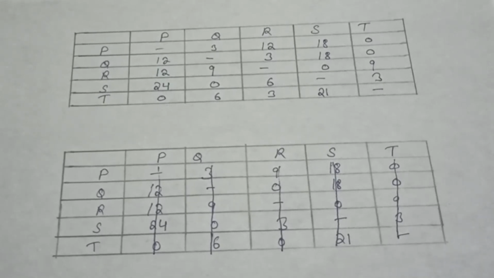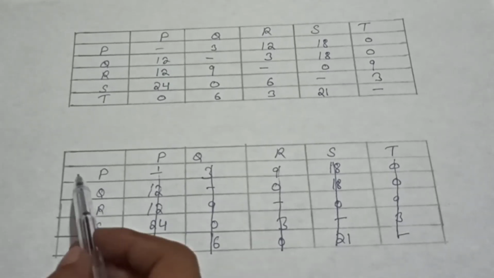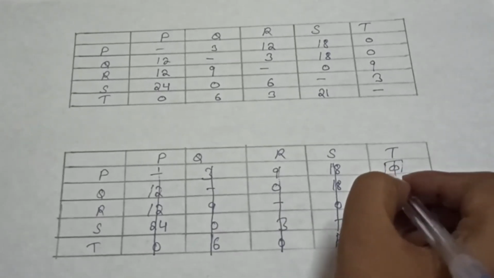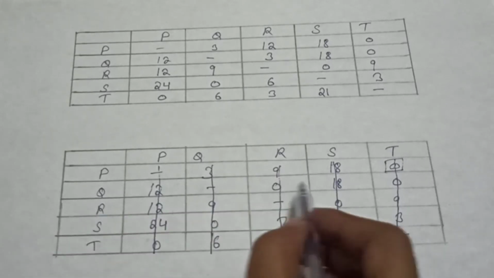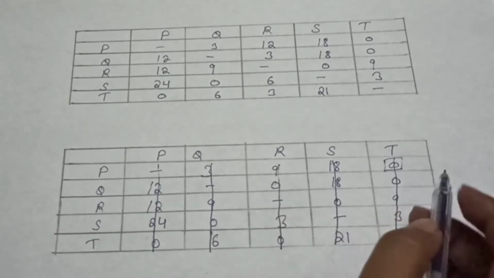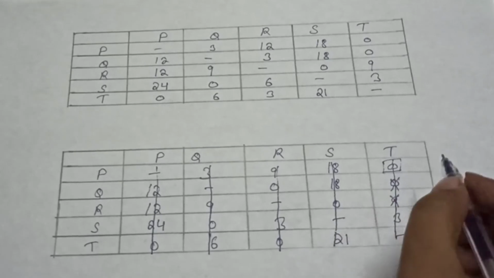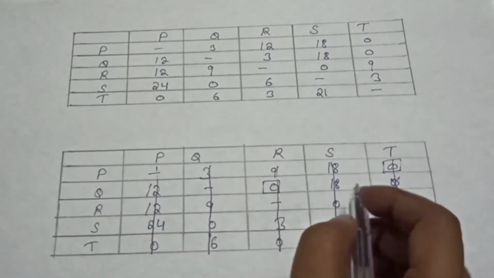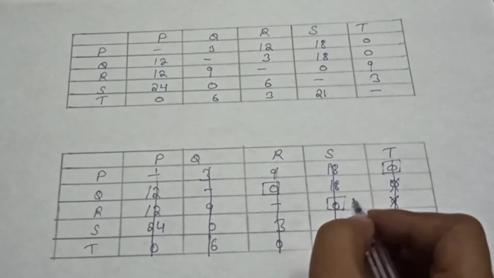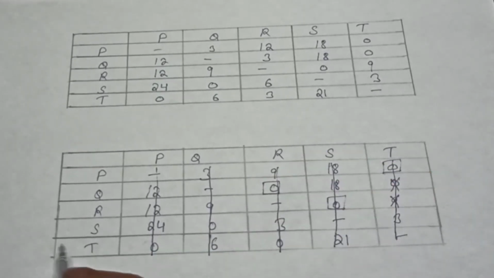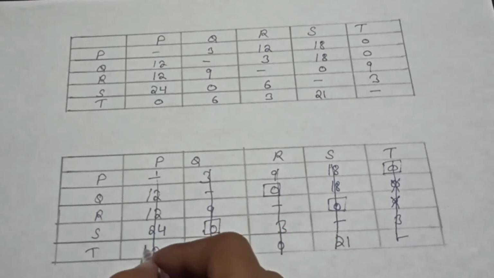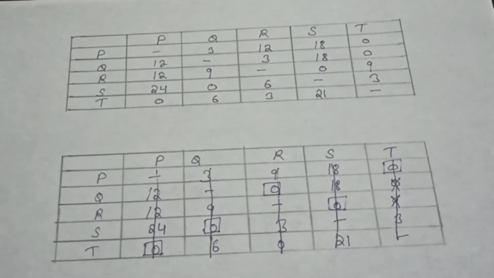So now we will do our assignments. As you can see, in this first row we have one 0, so we will select this cell. In the second row we have two 0s, but here we can't select this 0, so we will do the assignment here. In the third row we will do the assignment here. In the fourth row we will do the assignment here. In the fifth row the assignment will be done here. So you can see we now have 5 assignments.